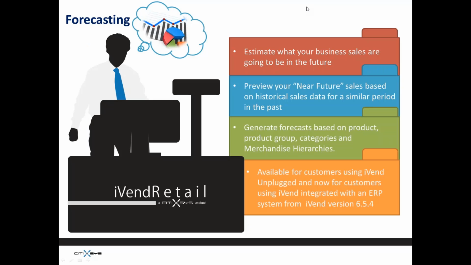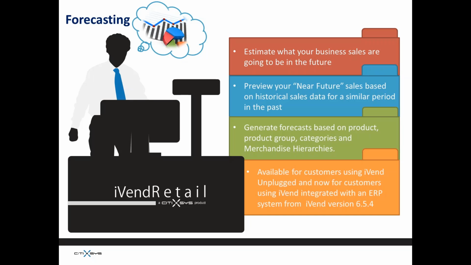One of the first topics we're going to be looking at will be forecasting. You can use forecasting within iVend to estimate your sales moving forward into the future based on historical data. You can preview near future sales based on a similar period from historical data, so perhaps look at the next 3 months based on historical data from a similar period in the past.